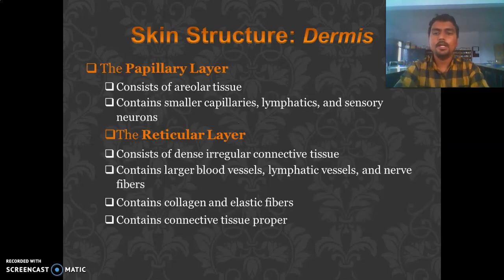First one is a papillary layer. It consists of areolar tissues that also contain smaller capillaries, lymphatics, and sensory neurons. And deeper is a reticular layer, which consists of dense irregular connective tissue that contains the larger blood vessels, lymphatic vessels, and nerve fibers. It also contains the collagen and elastic fibers and connective tissues proper.